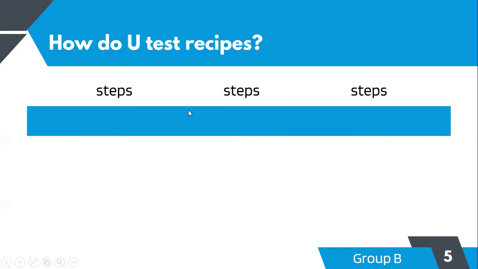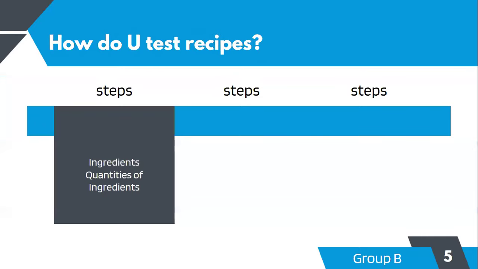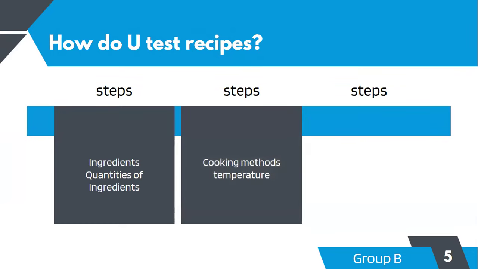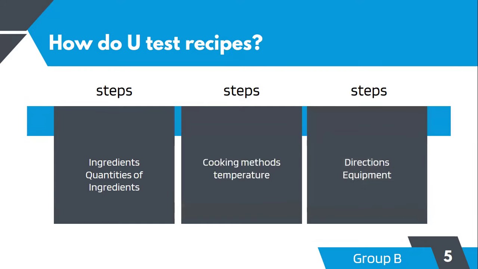So now, how do you test a particular recipe? Generally, the steps involved are the ingredients, quantities of the ingredients, cooking methods and temperature, directions, and the equipment you are using to prepare the recipe. All these are tested according to the benchmark standards, whether they are meeting the end user's requirements, fulfillment, or expectations or not. We test it during the recipe preparation.